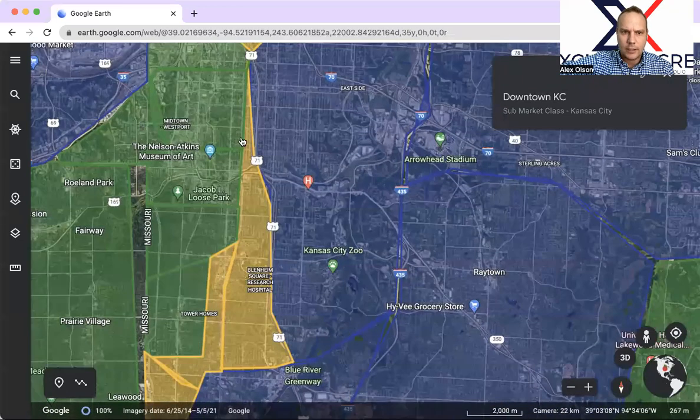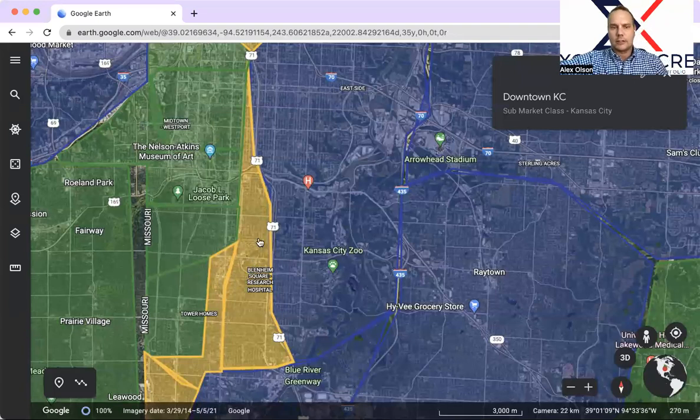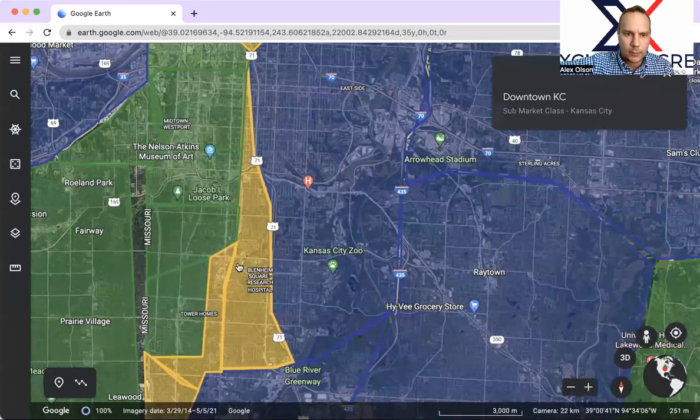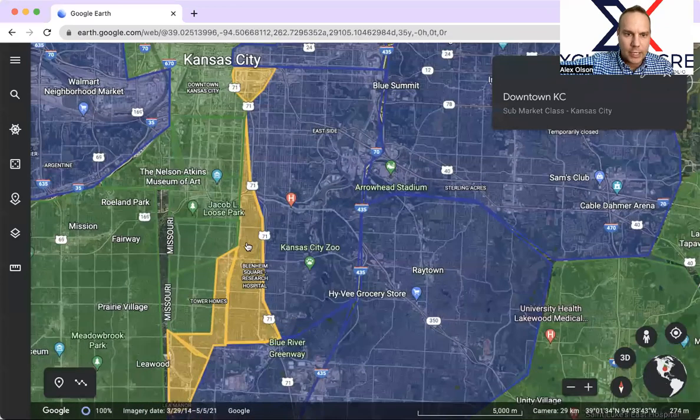And then this B area is often what I'd classify as east of Paseo to 71 Highway. This is a very fast gentrifying area. Prices are increasing. There are a couple of opportunities to buy over here near the hospital, which is very lucrative if you can get in at the right price point. So that is B areas here.